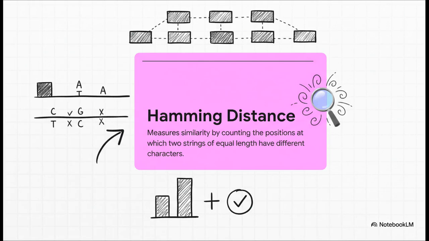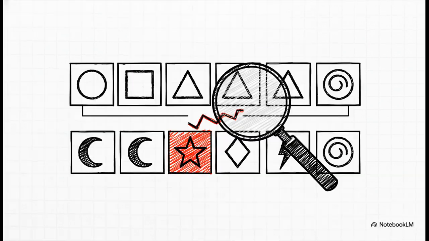And our last specialized tool is Hamming distance. This one is so simple. It's for comparing two strings that have the exact same length, and all it does is count the number of spots where the characters are different. That's literally it. Simple as that. But that simplicity is its secret weapon.